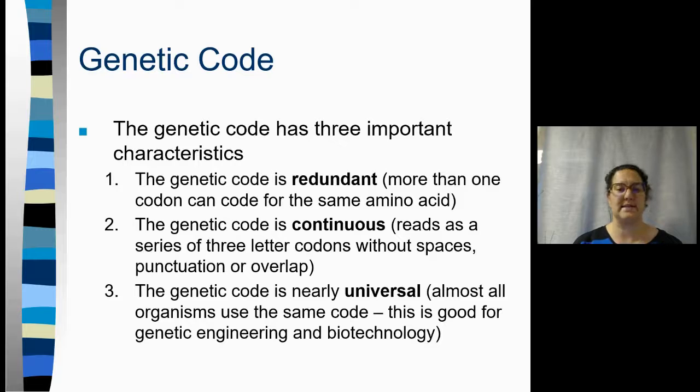But to protect against this, the genetic code has 3 important characteristics. One of them is the genetic code is redundant. So there's more than one codon that codes for the same amino acid. The genetic code is continuous. So it reads as a series of 3-letter codons without spaces, punctuation, or overlap. And the genetic code is nearly universal. So almost all organisms use the same genetic code, which is good for scientists when they're studying genetic engineering and biotechnology.